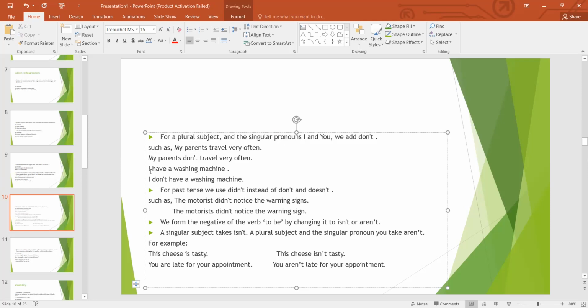Here's another example. I have a washing machine. I don't have a washing machine. I is a singular pronoun, so we add don't with the singular pronoun.